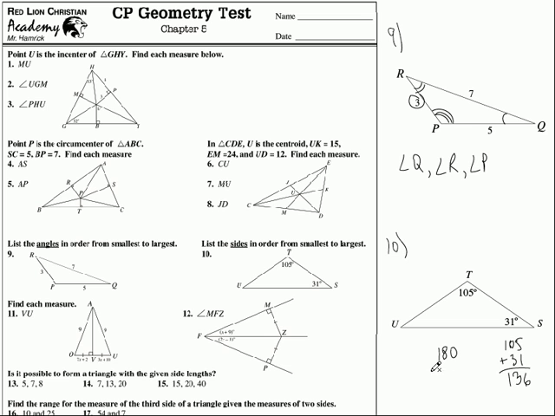So these two add up to 136. Take it away from 180, and that would be 44 degrees. So that's what this angle is right here. That's 44 degrees. So that's the first thing you need to be able to do. You've got to find what that angle is.